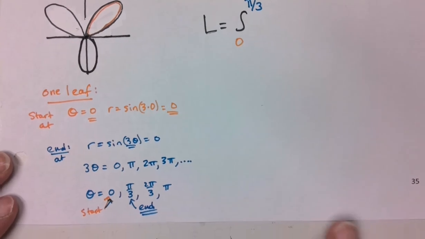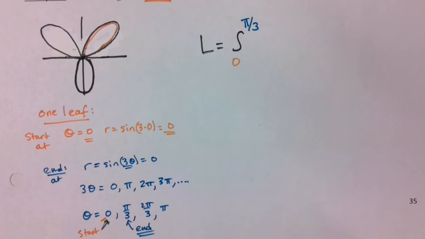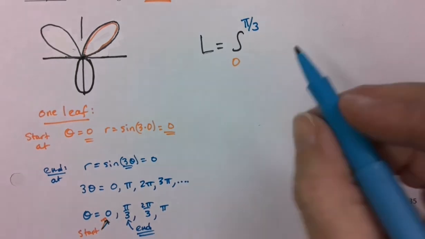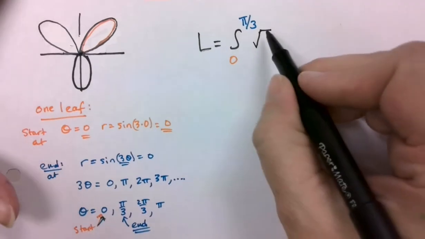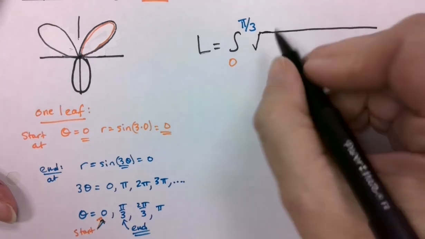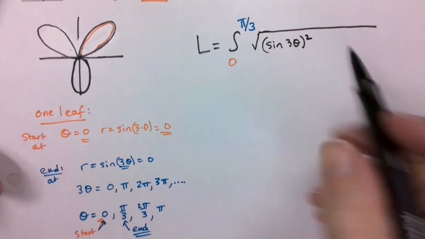Now for the record, if they wanted you to do the whole flower, you would still actually do this. You would just do one petal and then multiply by 3 because there are 3 petals. I'll make a note of that at the end. So the integrand would be equal to the sine of 3 theta squared. There's your f of theta.